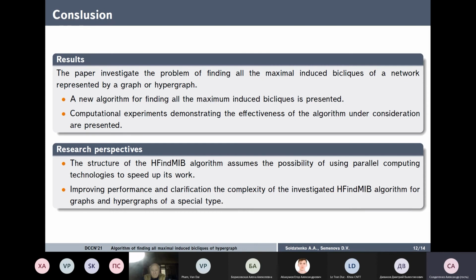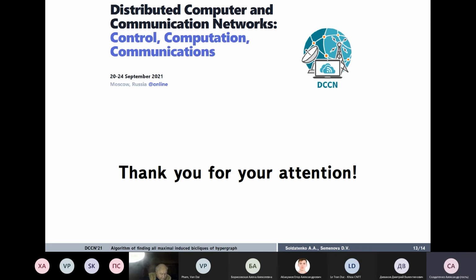So in this paper, we investigated the problem of finding all the maximum induced biclicks of a network represented by a graph or hypergraph. A new algorithm for finding all the maximum induced biclicks is presented. We can highlight the following promising areas for research. First, improving performance and clarifying the complexity of the proposed algorithm for graphs and hypergraphs of special type. And the structure of the find MIB algorithm assumes the possibility of using parallel computing technology to speed up its work. That's all. Thank you for your attention.